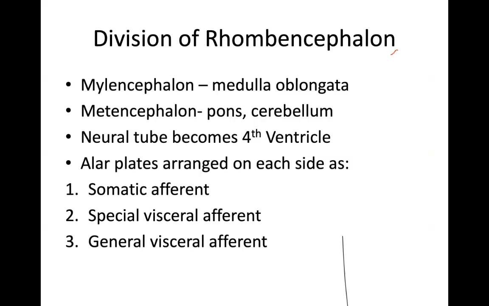This is just what I told you in the diagram earlier. Myelencephalon is medulla oblongata. Metencephalon is pons and cerebellum. The neural tube, which became the central canal in the spinal cord, becomes the cavity of the fourth ventricle in the rhombencephalon. The alar plates on each side are arranged as somatic afferent, special visceral afferent, general visceral afferent.